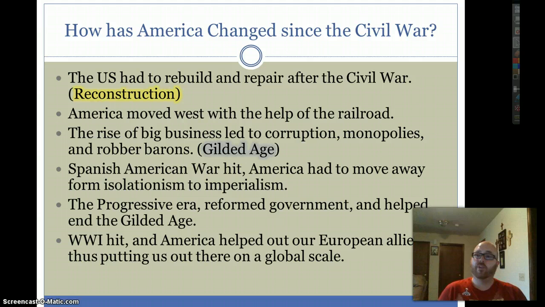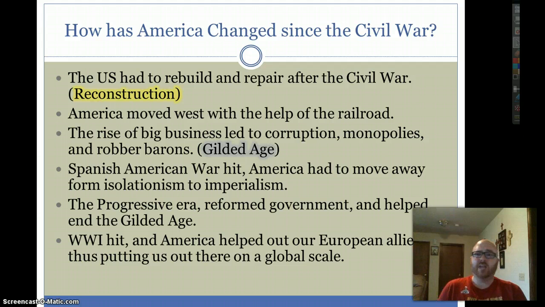Out west, we also have a little problem with the Native Americans. We kept pushing them out west, and now we're going to war with them, the Plains Wars. There was Little Bighorn, Sand Creek Massacre, the Battle of Wounded Knee, and it ended up with the Dawes Plan, sticking them on reservations. We're just constantly fighting with the Native Americans.